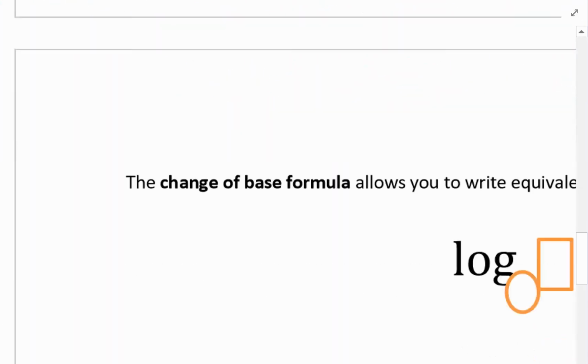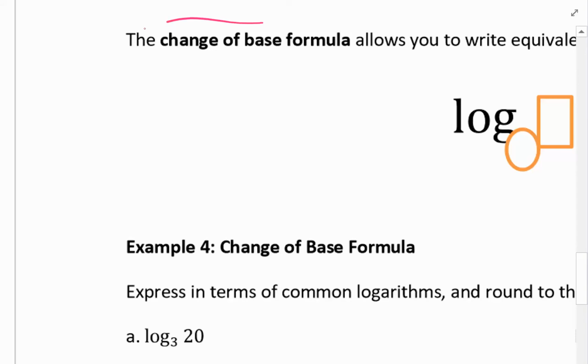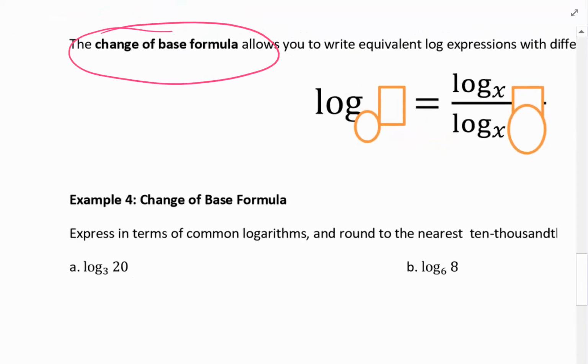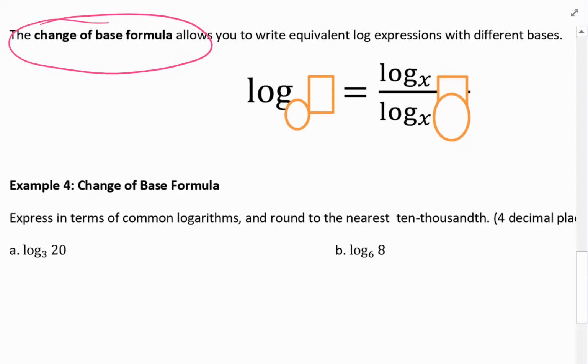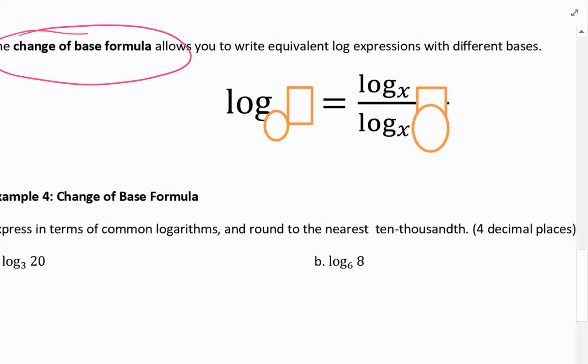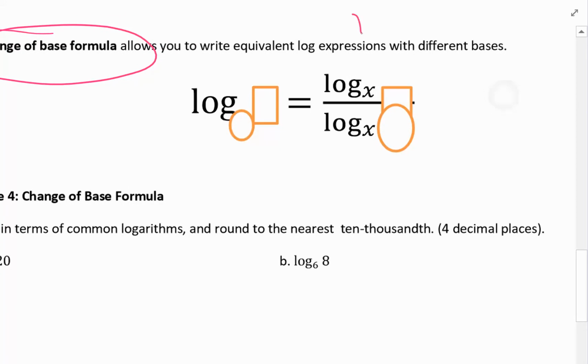All right, last thing. The change of base formula allows you to write equivalent log expressions with different bases. So we just know how to do log base 10 calculations on the calculator, but what if I give you log base 11 of something? Especially in the days when you had to use the log tables. If you didn't have the page of log base 11, then you just couldn't find it unless you knew this formula.